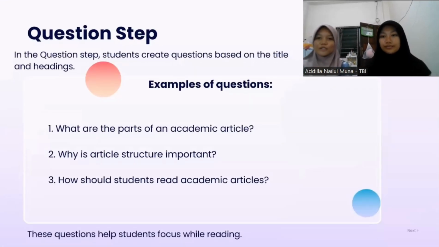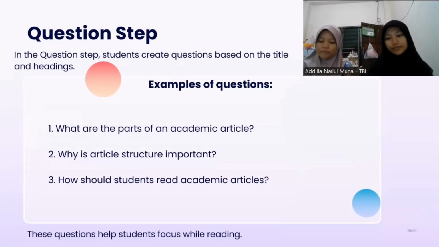The next is the question step. In this step, students create questions based on the title and headings. For example, what are the parts of an academic article? Or why is article structure important, and how should students read academic articles?